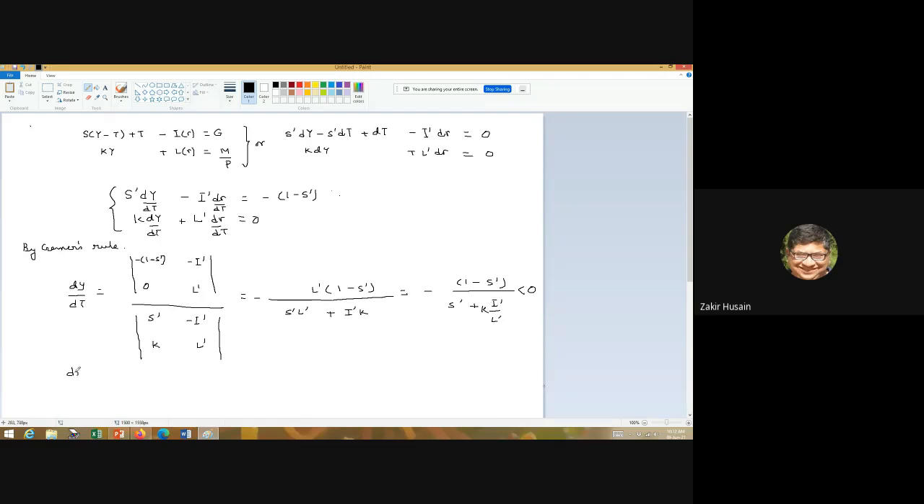Okay, and if I take dr by dt, S prime K, minus 1 minus S prime and 0. Yes, okay, so this will be 0. This minus will cancel out. We have K times 1 minus S prime.